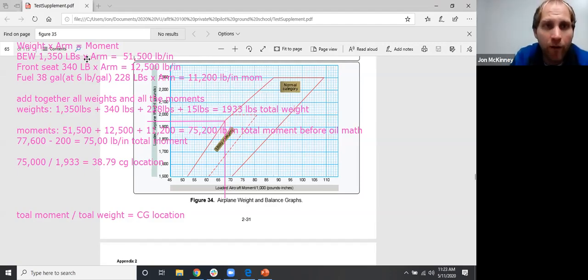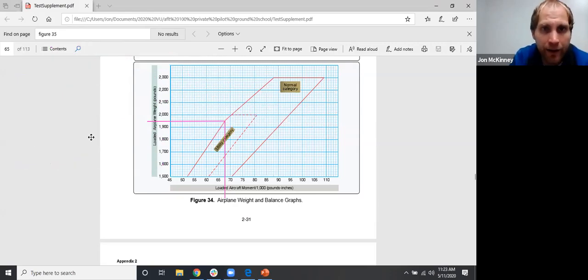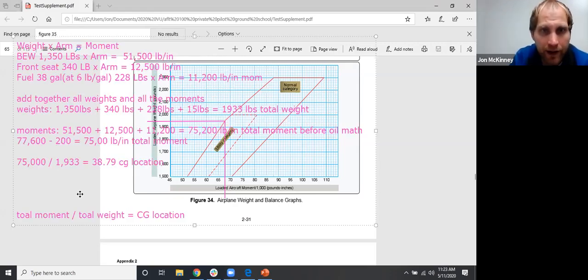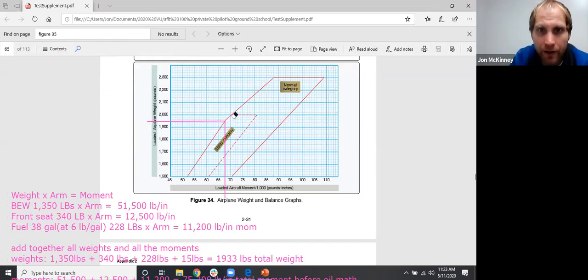Okay, so let's see if we can move all this chicken scratch out of the way that we had to do for math. And then I'd like to hit the eraser button and erase this line and this line. And let's try to plug those numbers in and see what they look like. We said that our moment was 75,000, which is the 75.000. So here's 75, and I'm doing my best to line it up.